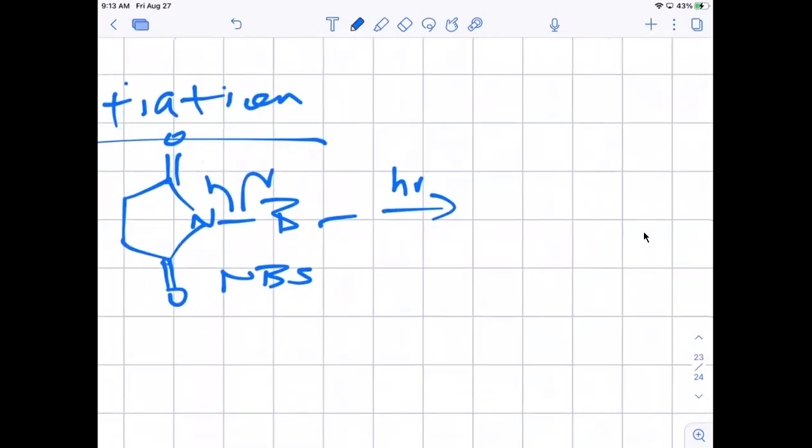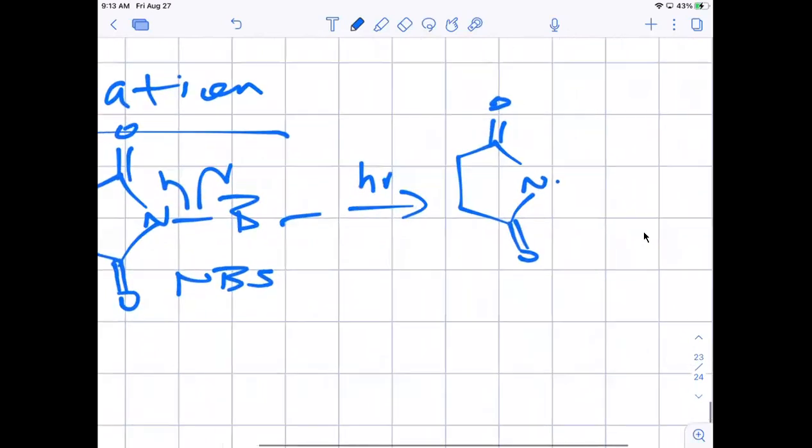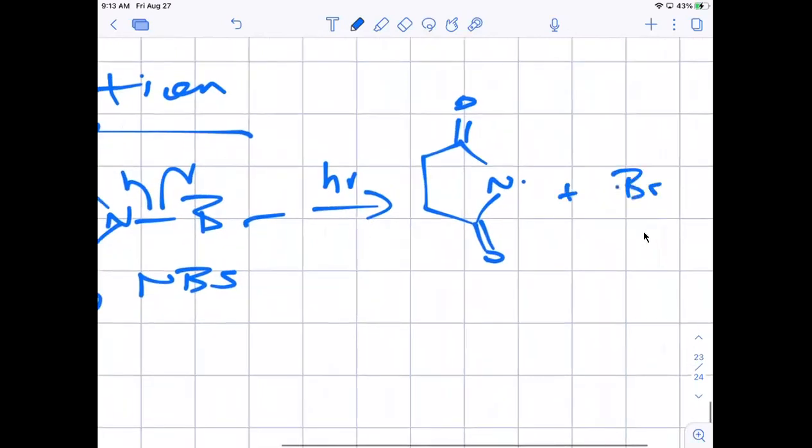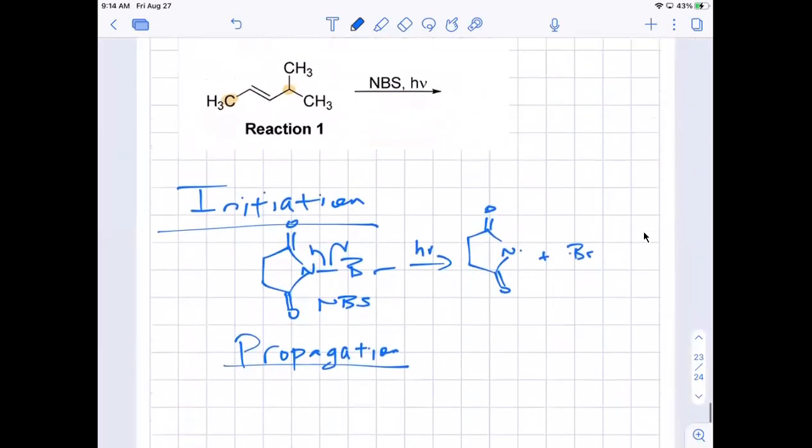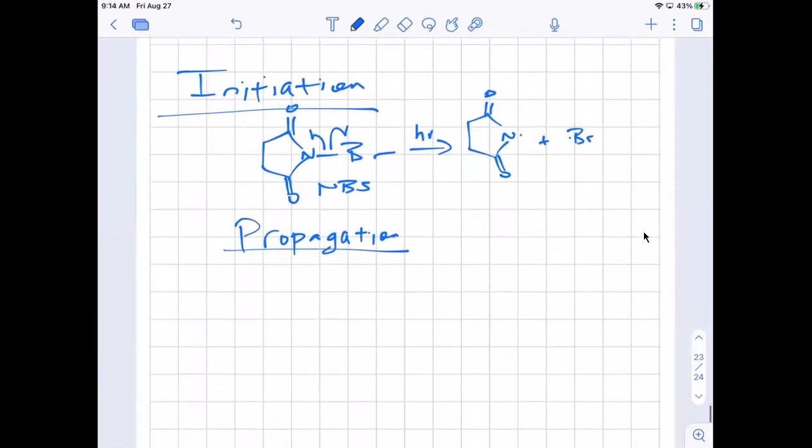So we're going to get this as a radical plus a bromine radical, right? So we're not really worried about that step. What we do care about is the propagation, because that's where all my new radicals get formed. And every radical I make in propagation is going where to finish the reaction? What's the final step? Anybody? Termination. Good.